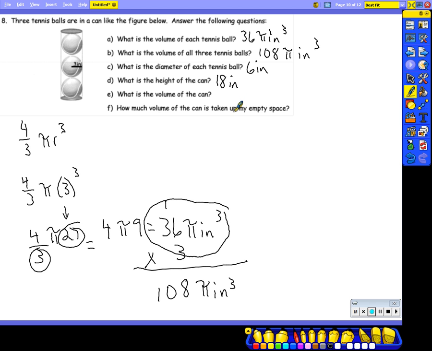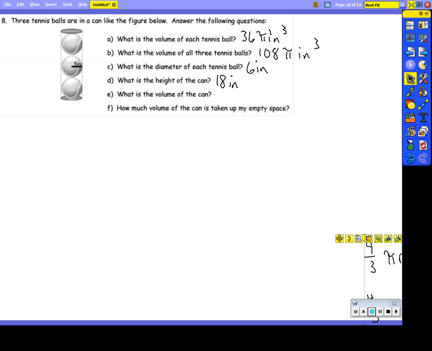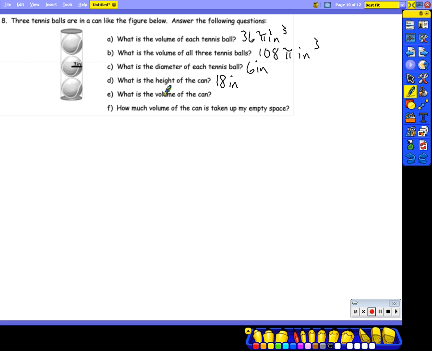What is the volume of the can? So in this case, for volume of the can, let me get me some room here. I'm going to take all this away. Alright. So for volume of a can, because it's a cylinder, I'm going to use pi r squared times height. And in this case, my radius is going to be 3, because a ball fits in there. Pi 3 squared. And my height is going to be 18, because we already talked about that this is going to be 18 inches high.